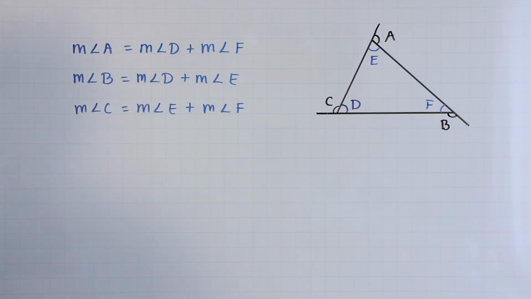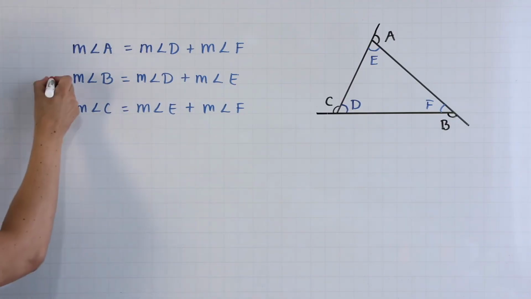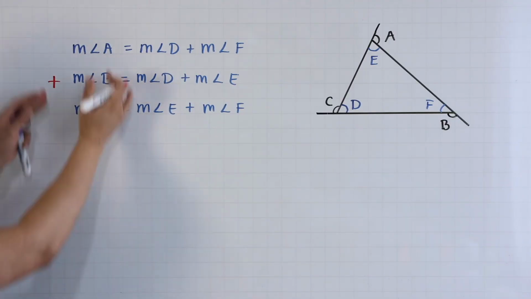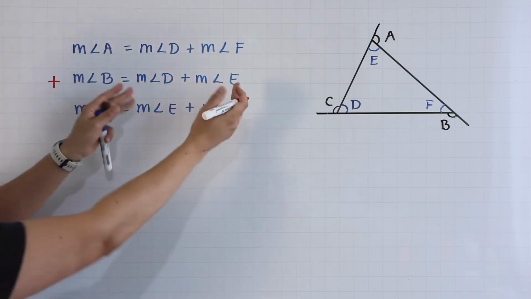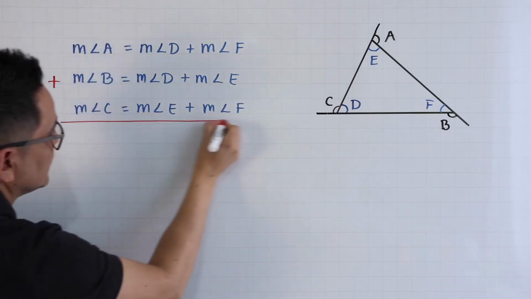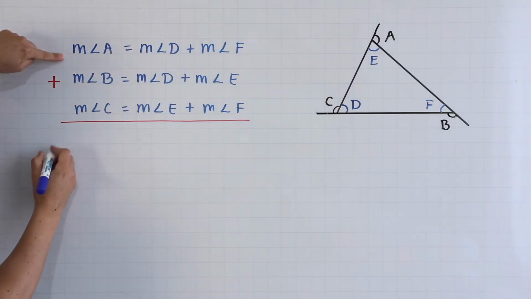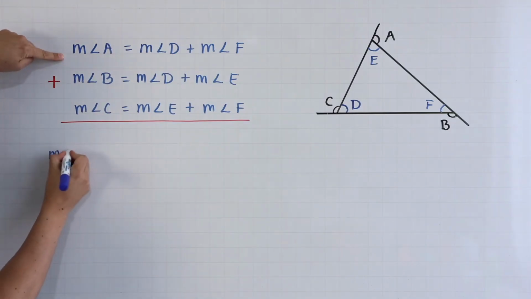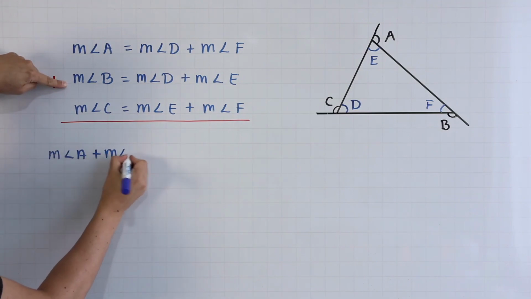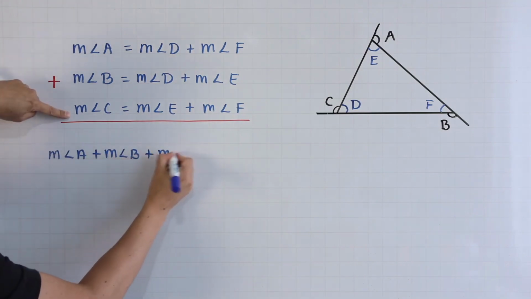All right, once we have this, let's do the following. Look, we're going to add the left sides of the three equations, and we're also going to add the right sides of these three equations. What would I get? Well, I would simply have the measure of angle A, plus the measure of angle B, and plus the measure of angle C.